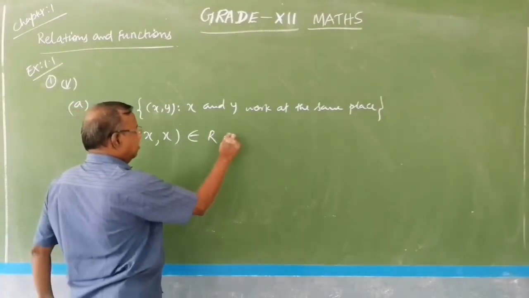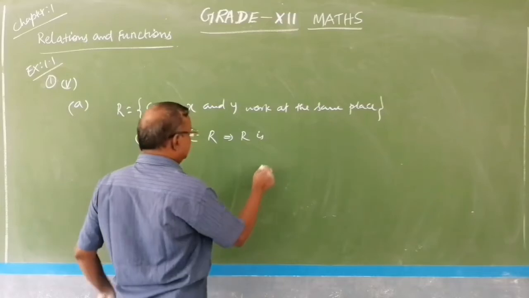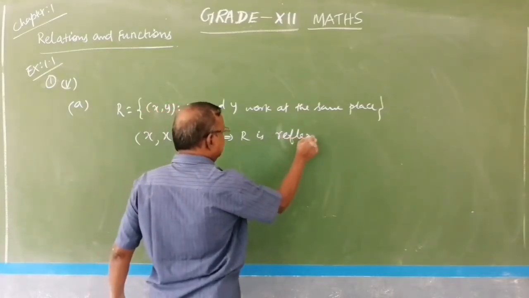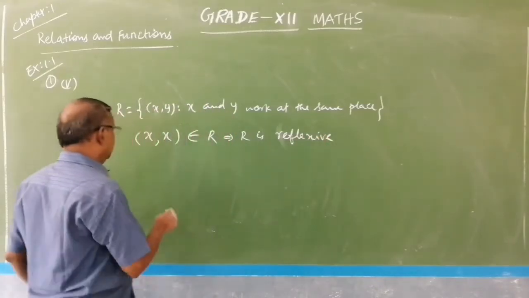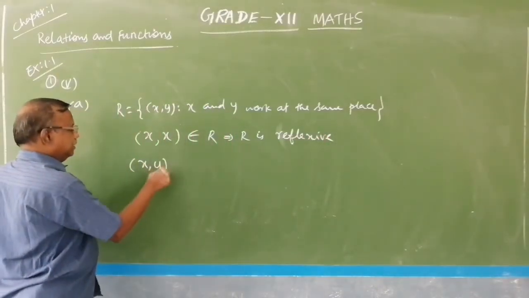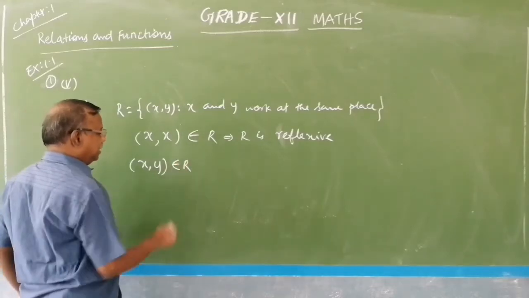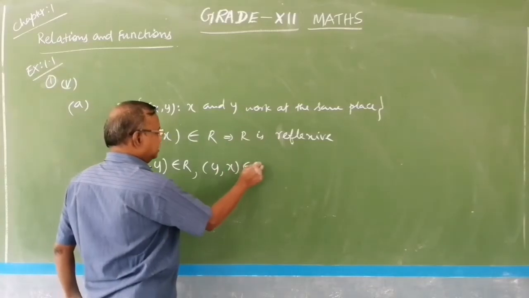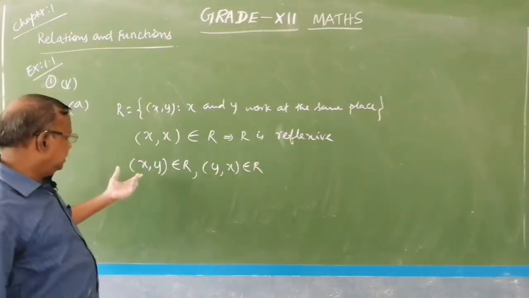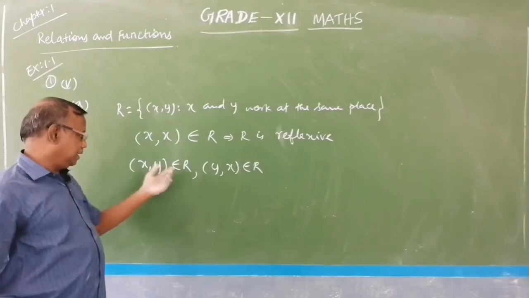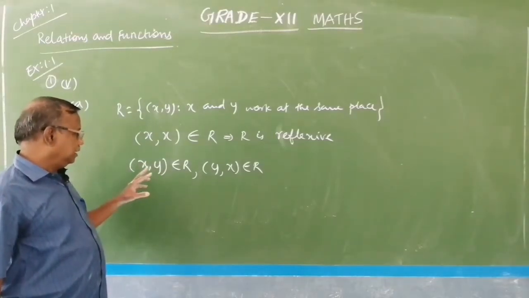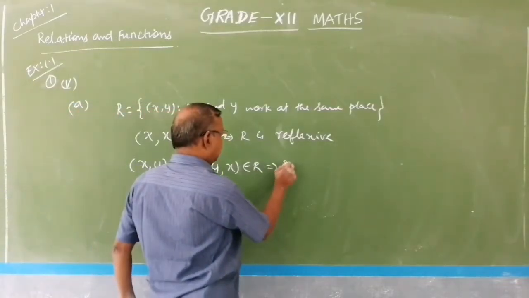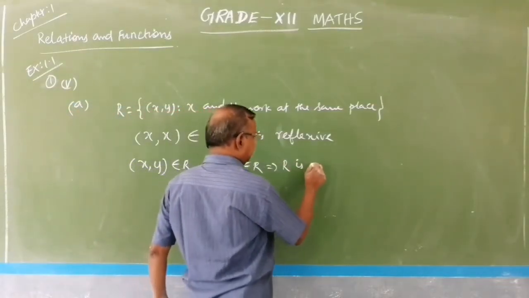Therefore R is reflexive. And if (x, y) means x and y work at the same place, then y and x also work at the same place. For any two persons who work at the same place, if you change the order of the pair, they still work at the same place, which gives R is symmetric.